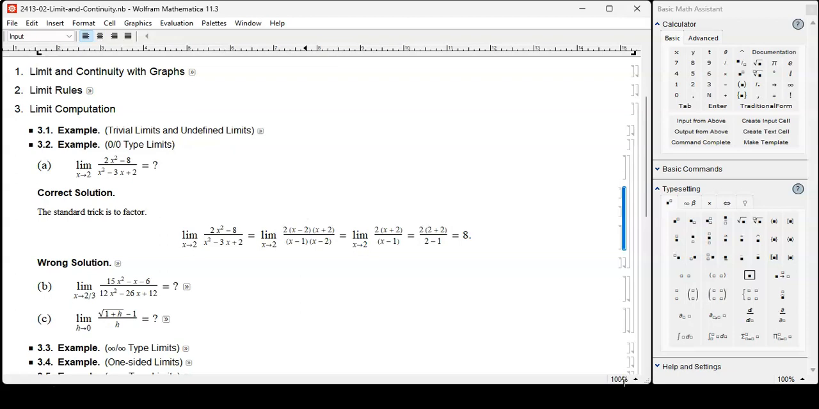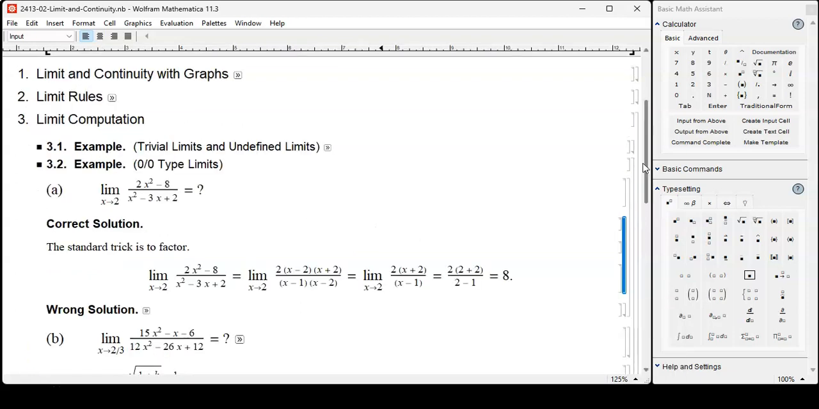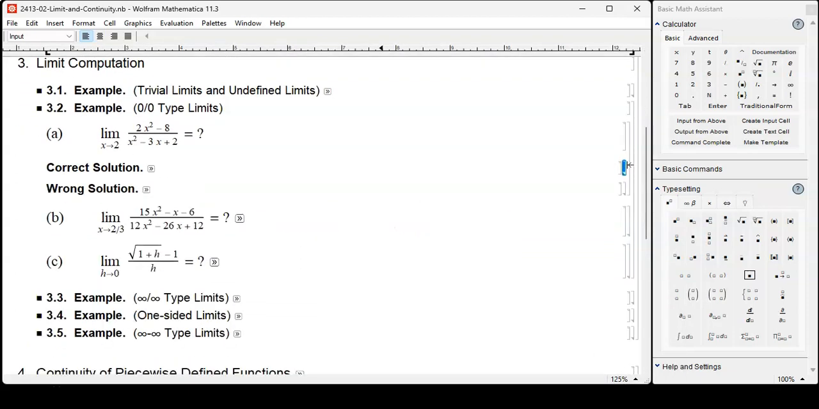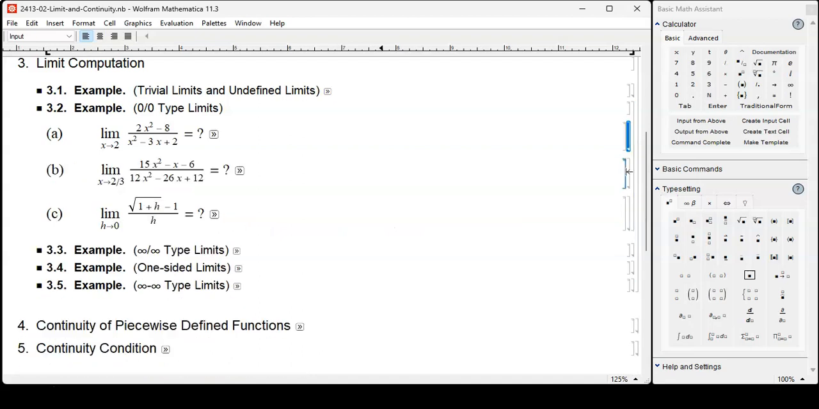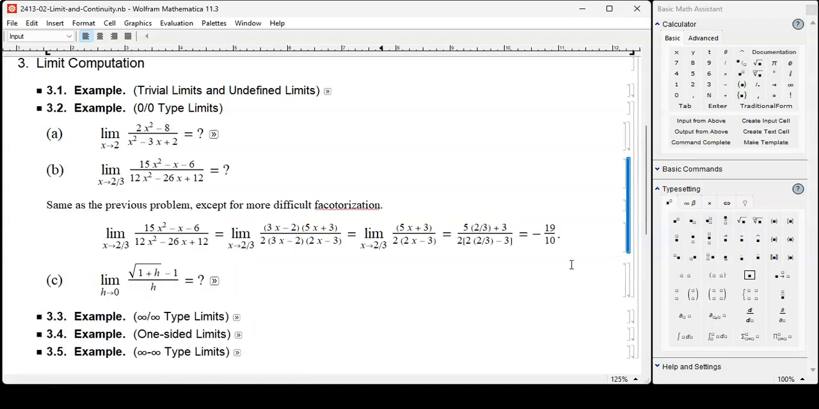You have a lot of fractions, so let's increase the font so that you can read better. Okay, that's better. Another example with factorization. Sorry about the typo. So factor and then eliminate the common factors, and then what's left is a trivial limit.